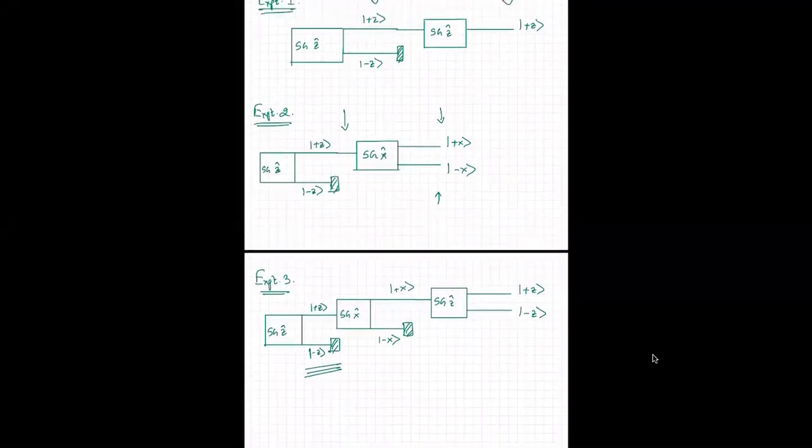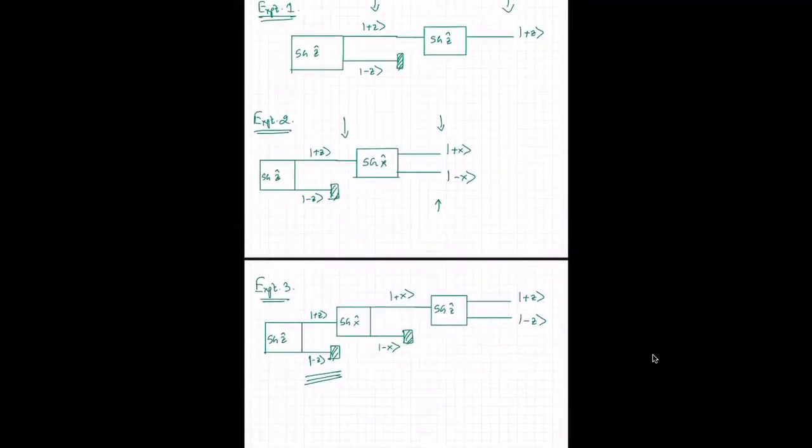In the first experiment, I am putting the Stern-Gerlach experiment in the Z direction, and I'm splitting the atoms into plus Z and minus Z, and I'm again putting the same Stern-Gerlach experiment in the Z direction. I am not changing the direction of the magnetic field gradient.